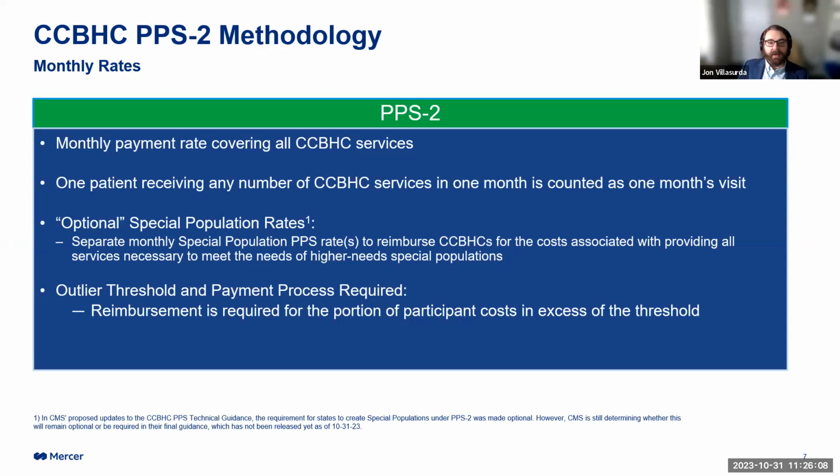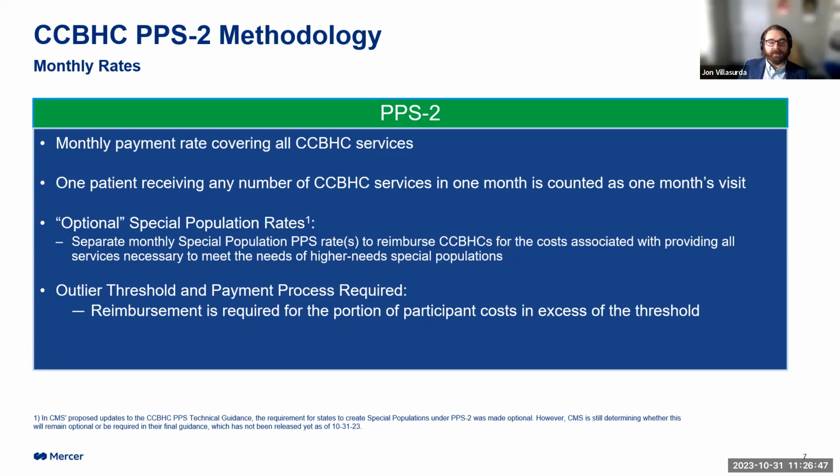In terms of the PPS-2 methodology, the PPS-2 is a monthly payment rate covering all CCBHC services, which means one patient that receives any number of CCBHC services in a month is counted as one month's visit. So it doesn't matter if they have one service or 30 services, the one service triggers the payment for that month.